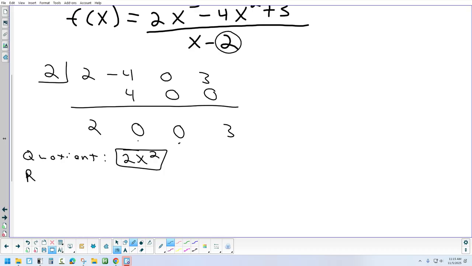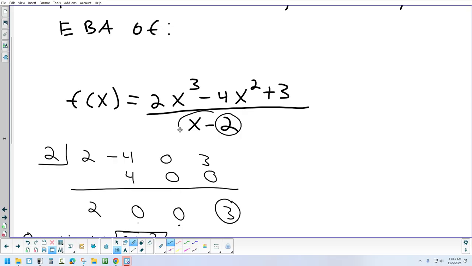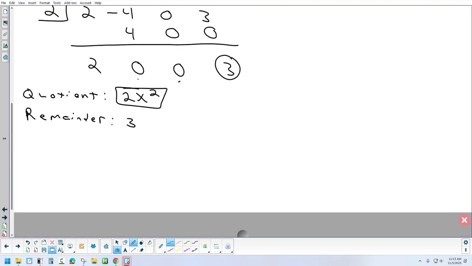Okay, how about my remainder? Yeah, the remainder is 3. Remainder is always the number all the way over on the right-hand side when you're done. And when you are doing synthetic division, the remainder is always just a number. If the remainder was more complicated than a number, then that means you wouldn't have had x minus something here, and you can't use synthetic division anyway. Okay. So that's the remainder.